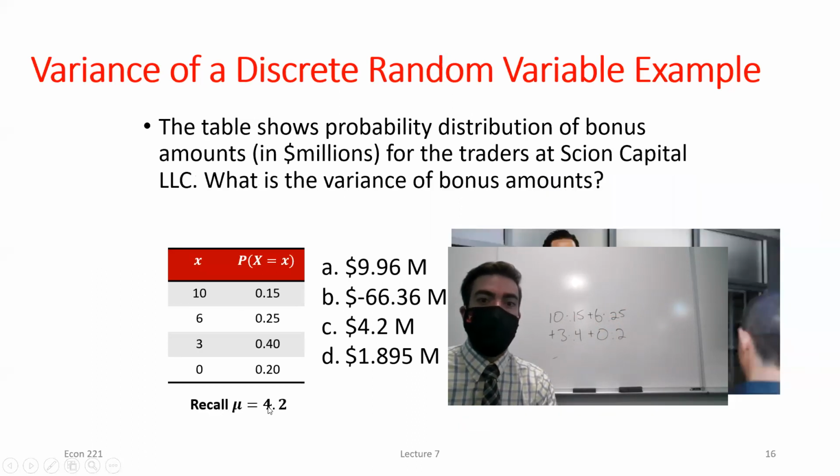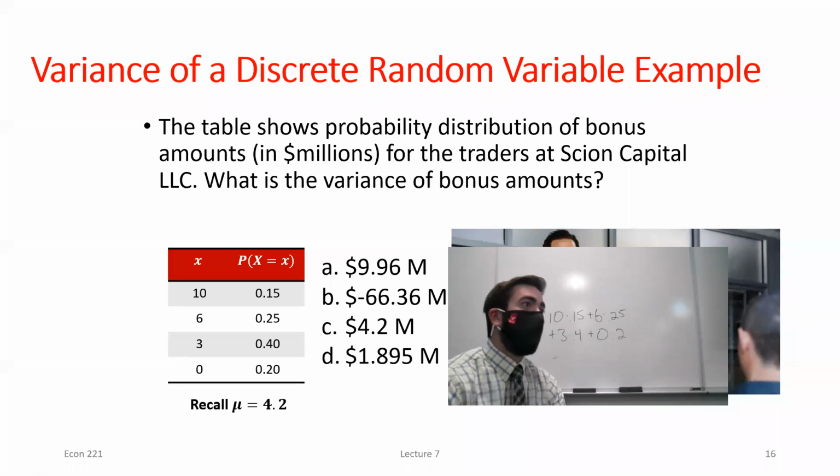So I've got this mean of 4.2. How would I then find the variance? Well, first of all, I'm finding the variance. So which of these can I rule out right away? Which of these answers should I be able to rule out right away from finding a variance? What's the lowest a variance can be?